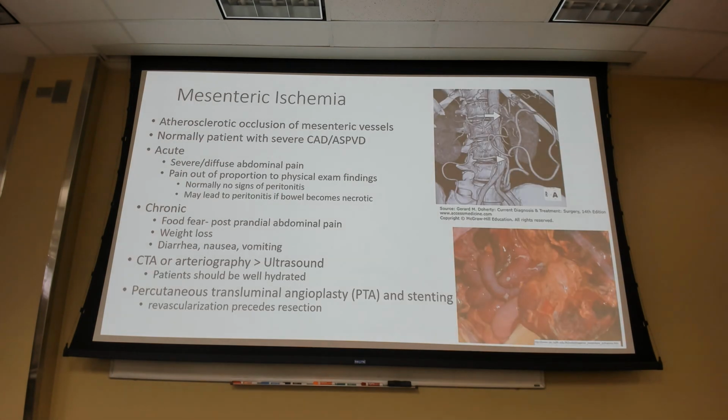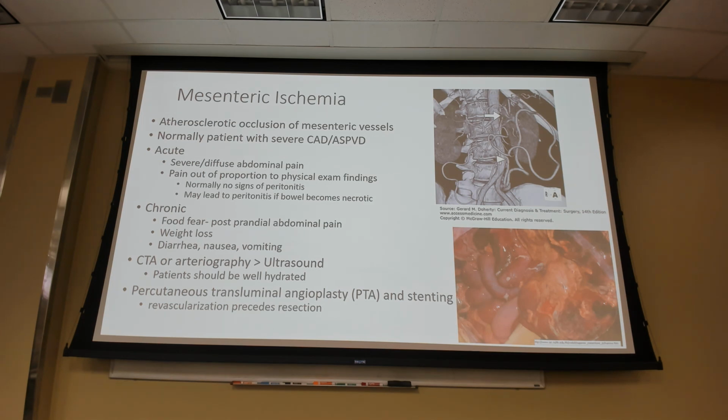All right, mesenteric ischemia. So this is typically going to be some sort of atherosclerotic occlusion of the mesenteric vessel. This is a difficult diagnosis as well, and it's something we always have to consider in abdominal pain. And these are typically going to be in our elderly patients, and they'll usually have severe, diffuse abdominal pain.